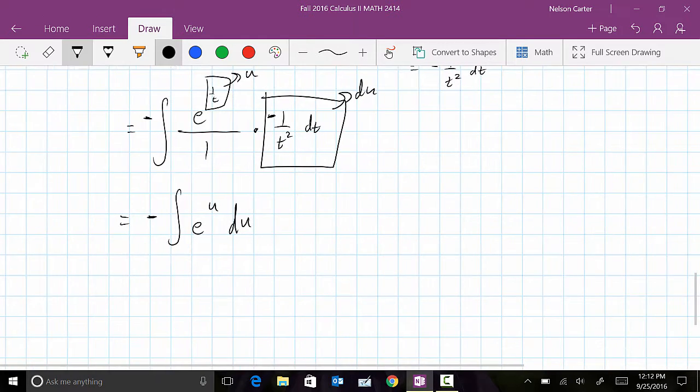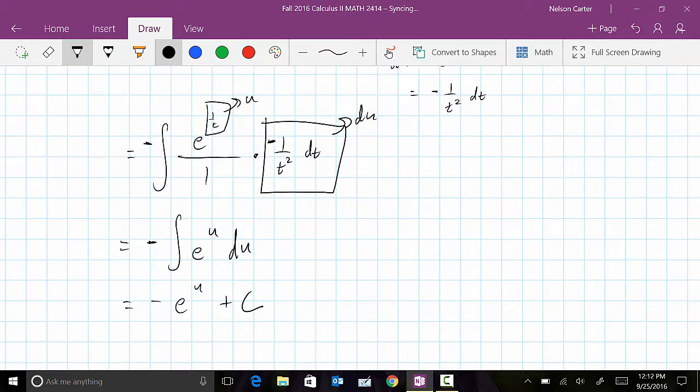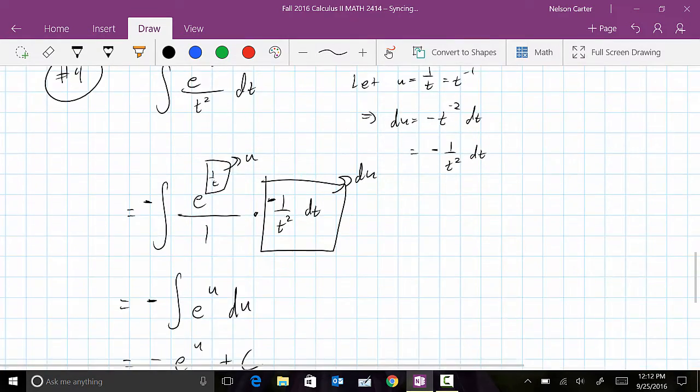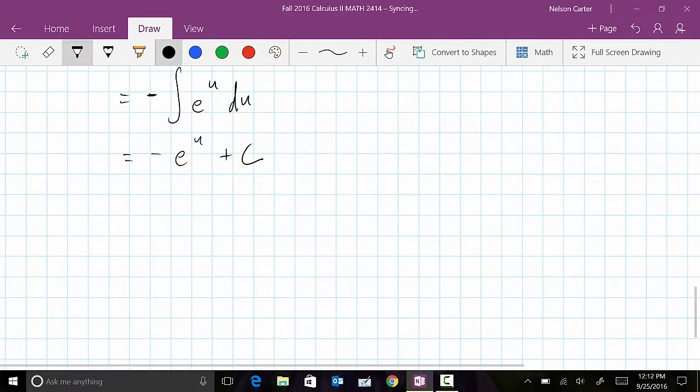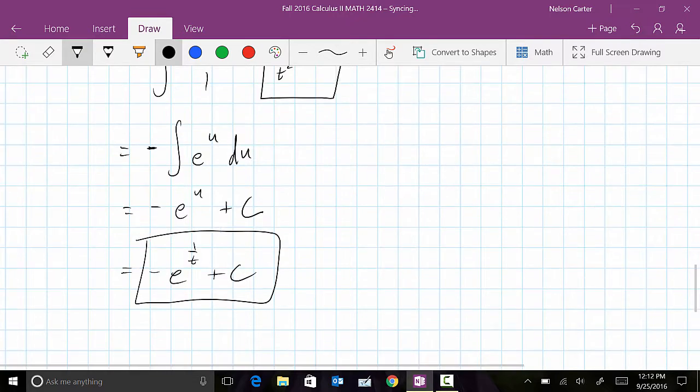And now this is an easy integral. So this is just going to be negative e to the power u plus a constant. And then what was the u? It was 1 over t. So this is going to be negative e to the power 1 over t plus a constant, and we're done.